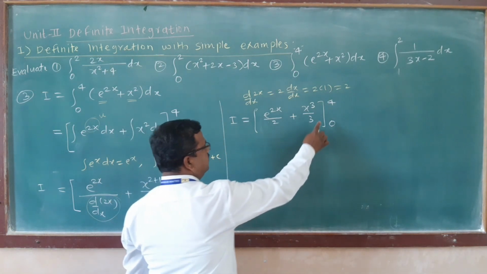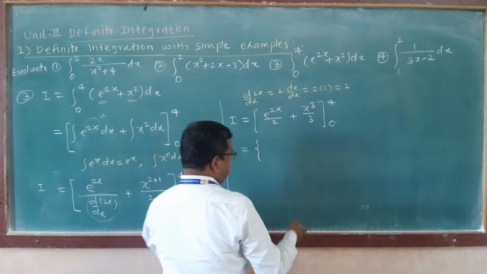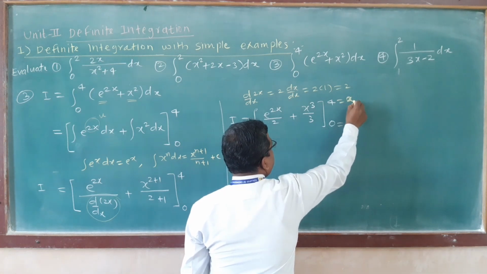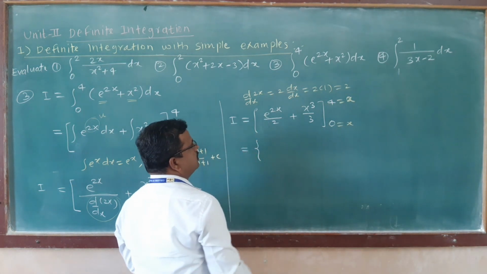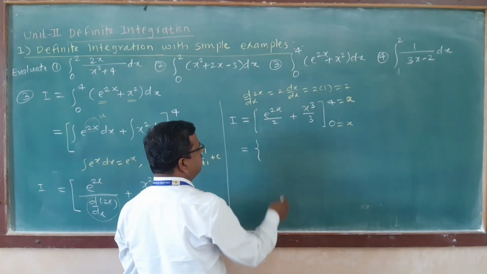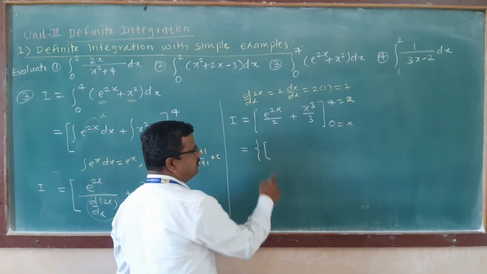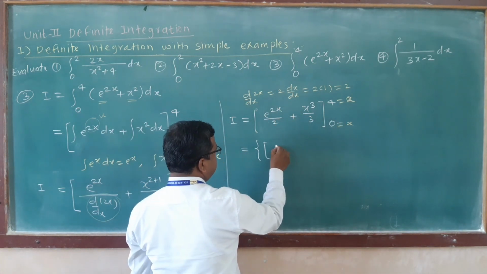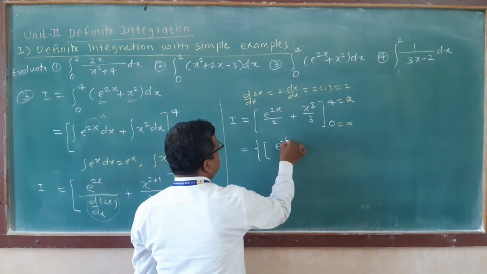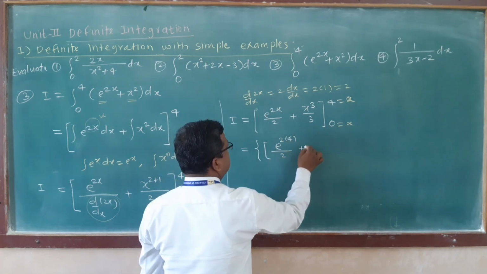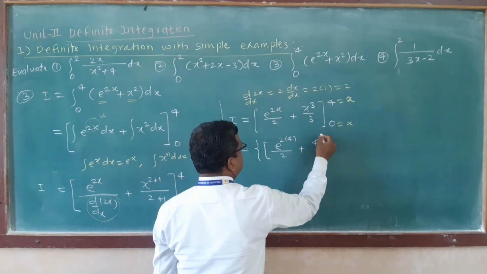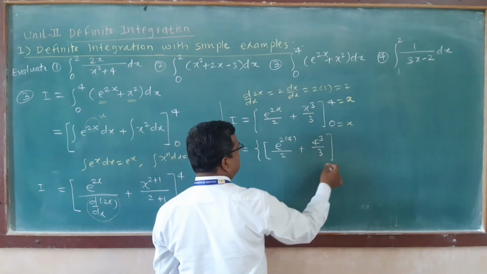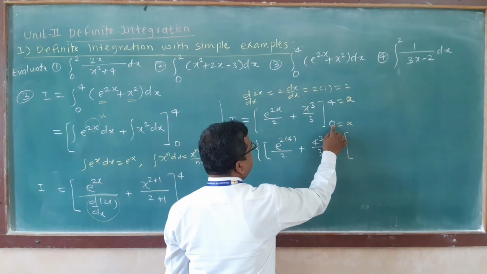Now put upper limit, these are the values of x. X takes value from 0 to 4. This is upper limit minus lower limit. Now inside curly bracket, first square bracket for upper limit, put x equal to 4. So this will be like this, e raised to 2 into 4 upon 2 plus this is 4 raised to 3 upon 3, put x equal to 4 minus, put now x equal to 0.